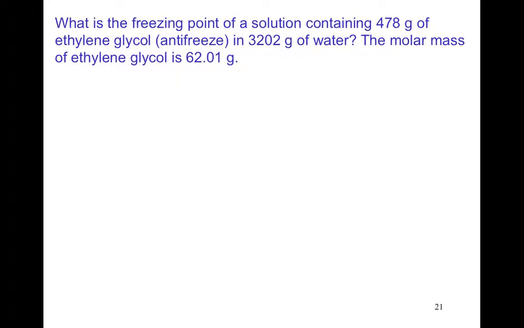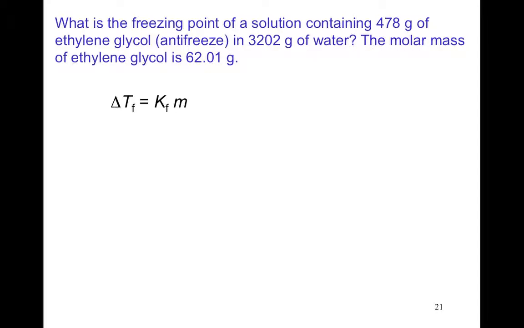So here's an example of how you could do a question like this. What's the freezing point of a solution containing 478 grams of ethylene glycol and 3202 grams of water? The molar mass of ethylene glycol is 62.01 grams per mole. And so we know that water is our solvent because there's a lot more water than there is ethylene glycol. And so our goal is to find the freezing point.